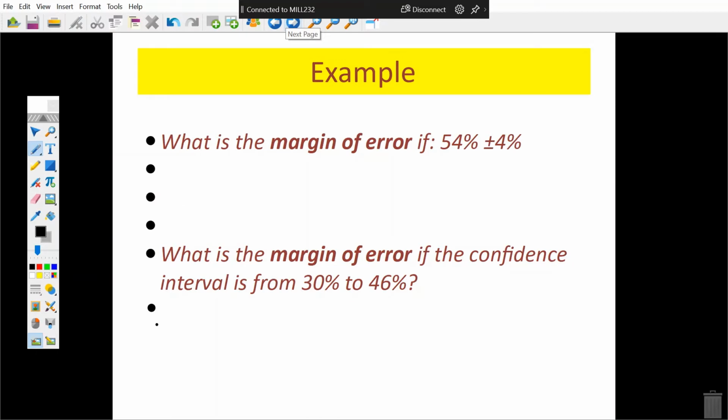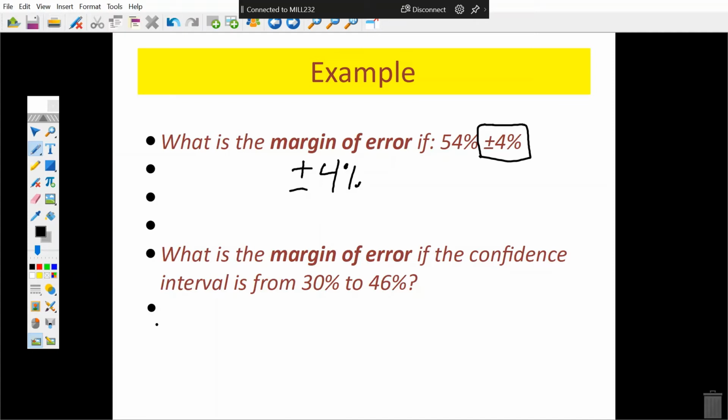First off, what is the margin of error if it's 54 plus or minus 4%? Well, the margin of error is right here. So if you're asked for what's the margin of error, you could express it as plus or minus 4%.